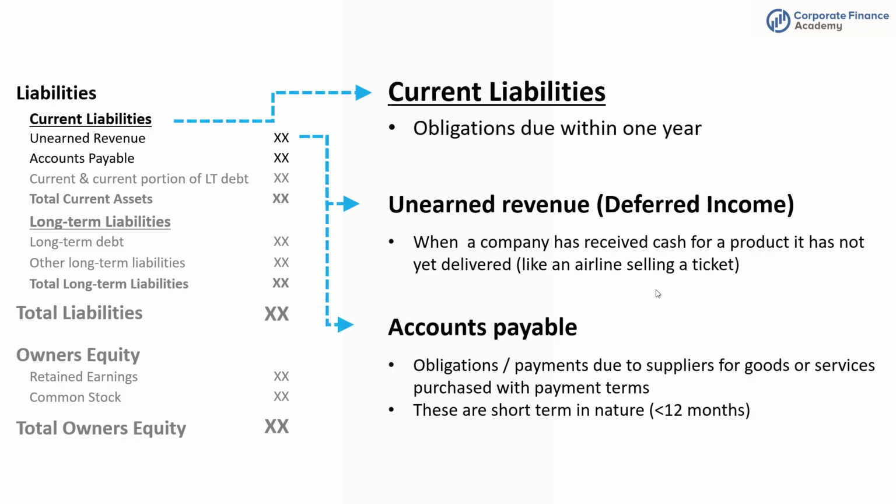Next is accounts payable. So these are obligations and payments typically due to a supplier for a good or service. They're short-term in nature, and again, that's less than a year for current versus a year or more for long-term liability. These are typically 30, 60, 90 days that you owe payment to a vendor.